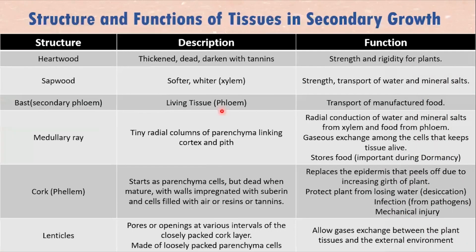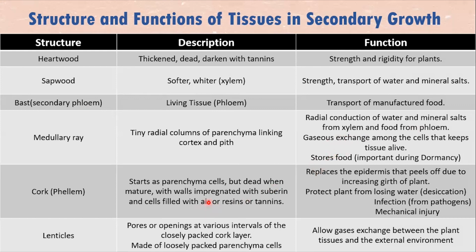So let us sum up as we look at the tissues that form secondary growth. You have heartwood, which is dead and strengthens the plant. Sapwood is whiter. It has living tissue. It strengthens the plant, transports water and mineral salts. Bast is secondary phloem that transports manufactured food. Medullary rays, you see where you saw them. They do radial conduction of mineral salts and water. Gaseous exchange because they are parenchyma cells. They also store food, especially during dormancy.